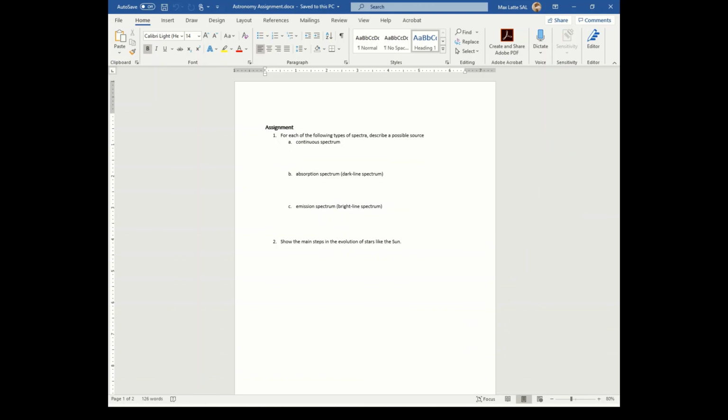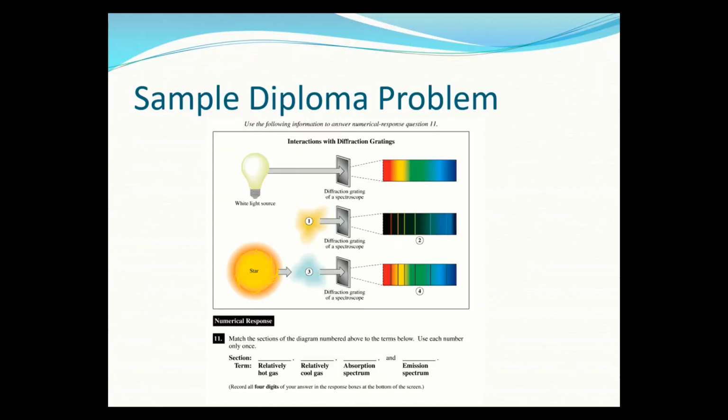And then now we'll do the sample diploma questions. Make sure you try them on your own before I go through them. Okay, so for this one, it's saying match the sections of the diagram, use each number only once. So for 1, you can see that we're creating this bright line spectrum. So 1 is going to be a hot gas. And then we create this dark line spectrum. So 3 is going to be a cool gas. 2 is an emission spectrum, and then 4 is an absorption spectrum. So bright line is emission, dark line is absorption. It's absorbing those dark lines.